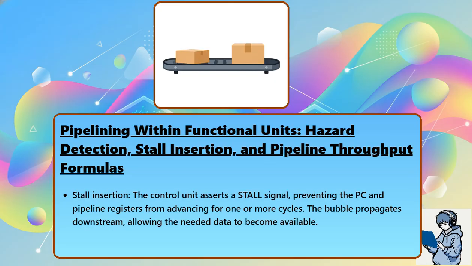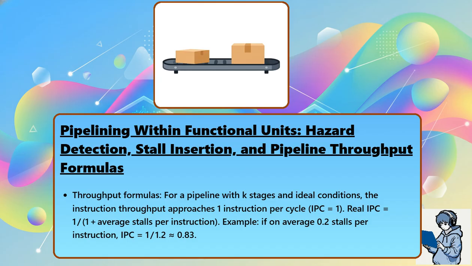Stall insertion: the control unit asserts a stall signal, preventing the program counter and pipeline registers from advancing for one or more cycles. The bubble propagates downstream, allowing the needed data to become available. Throughput formulas. For a pipeline with K stages and ideal conditions, the instruction throughput approaches one instruction per cycle, IPC equals 1. Real IPC equals 1 divided by (1 plus average stalls per instruction). Example: if on average 0.2 stalls per instruction, IPC equals 1 divided by 1.2, approximately 0.83.